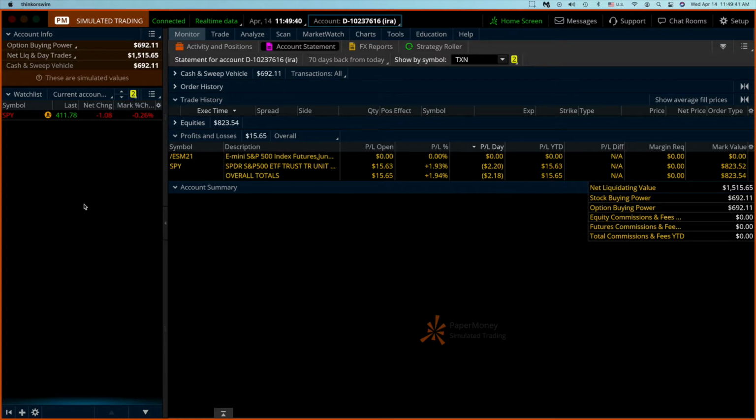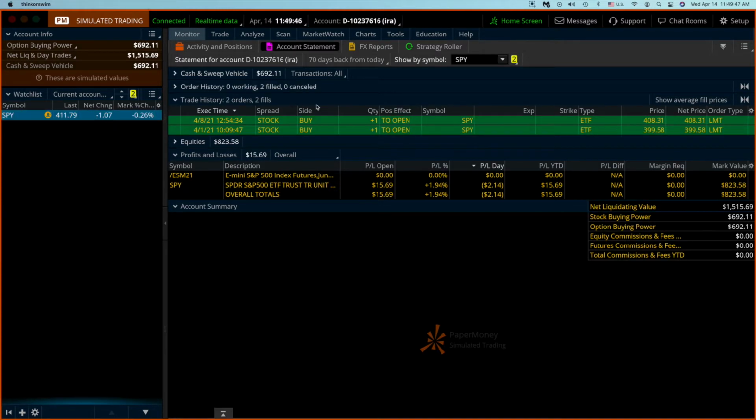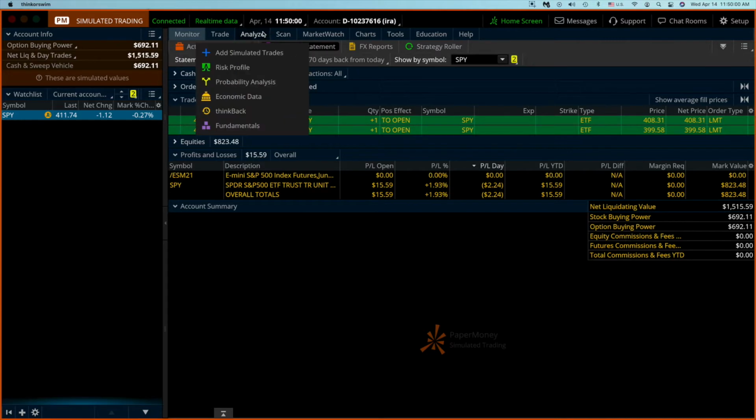Okay, all right, so we're going to buy another 1 share of the SPY. So click here and you see what the previous prices were, and so we are above both of them. Okay, so now we're going to buy at $411.